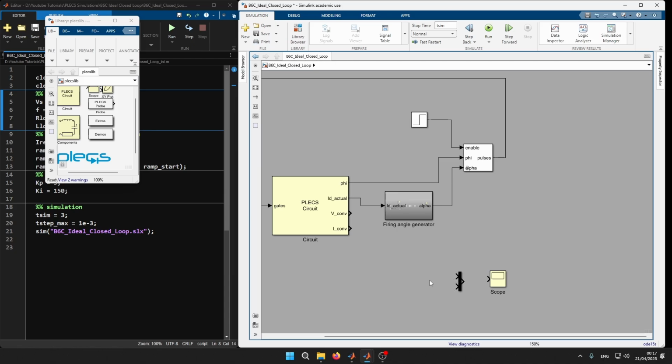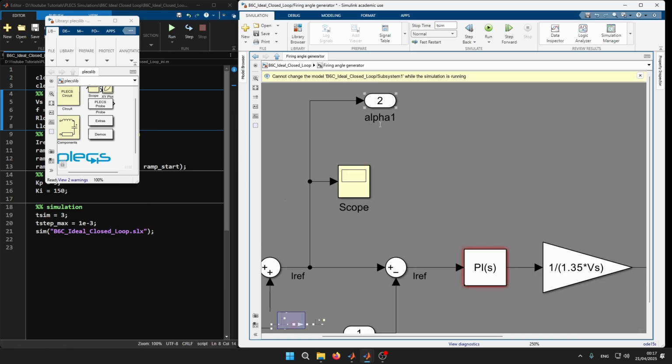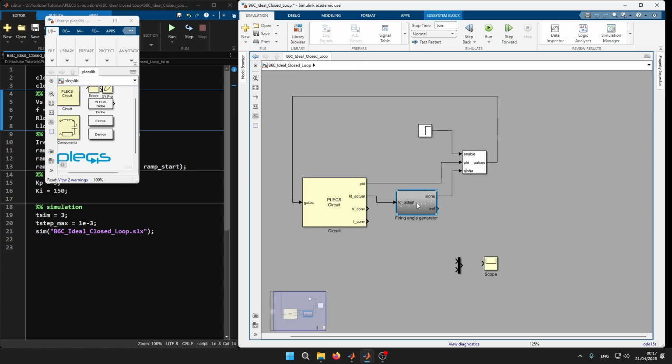I can also take another block here, which I can call IREF, the reference current, so that I can better visualize both the current waveforms in one scope. So I'll take a reference current, and I'll take the actual current.